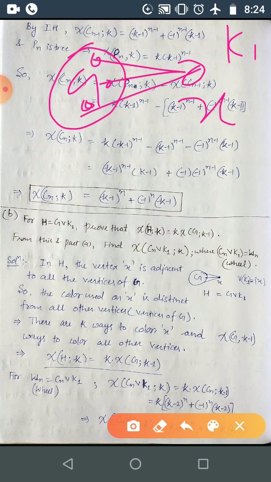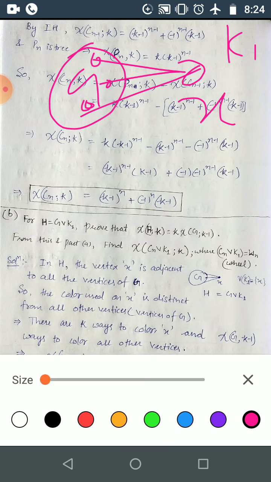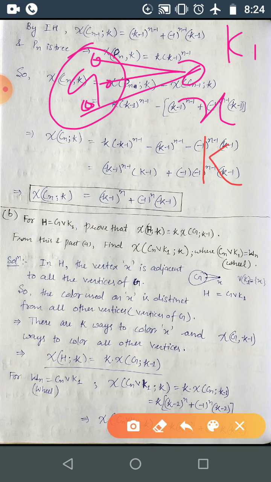Now we have k colors. So among k colors, X has k choices, correct? Here k choices are there. So among k colors, correct? And what about this G? The vertices of G have how many choices? That will be depending on this vertex only, because this is adjacent with all the vertices of G.